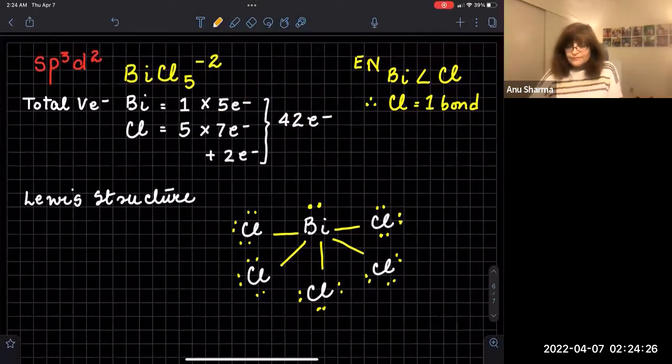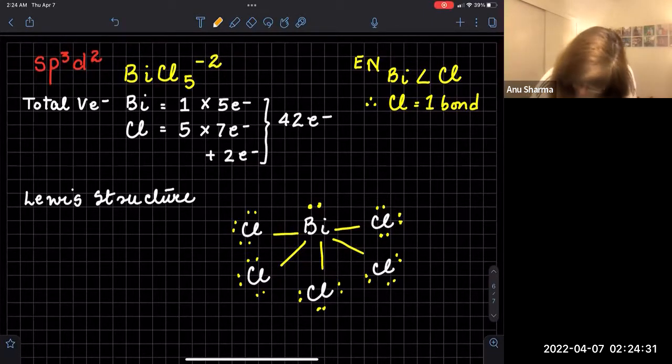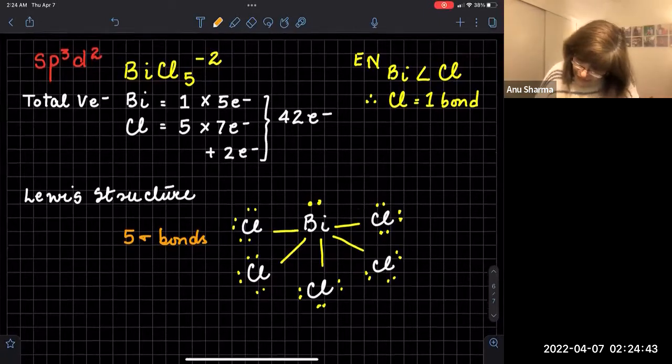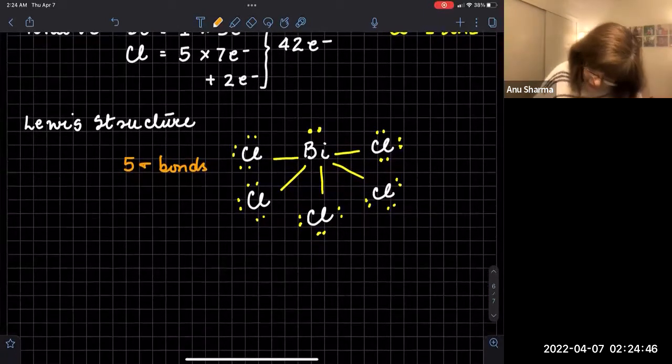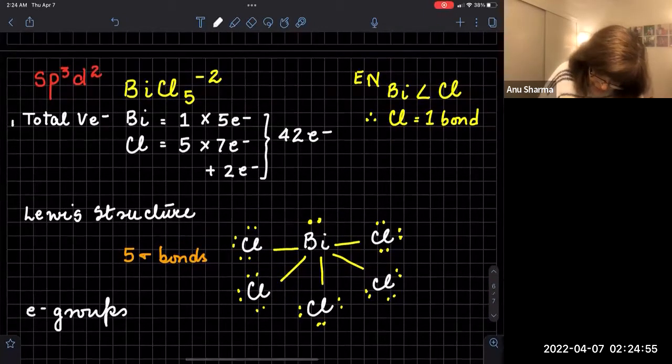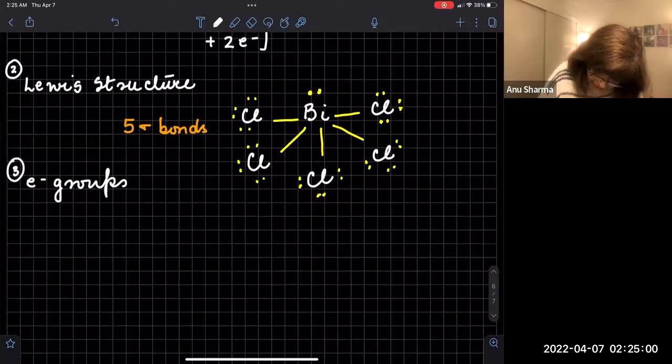Now, how many sigma bonds are there? 1, 2, 3, 4, 5, so 5 sigma bonds. That's one thing. Next, we are going to look at the electron groups. So these are the steps: the first step is the valence electrons, the second step is the Lewis structure, and the third step is the electron groups.